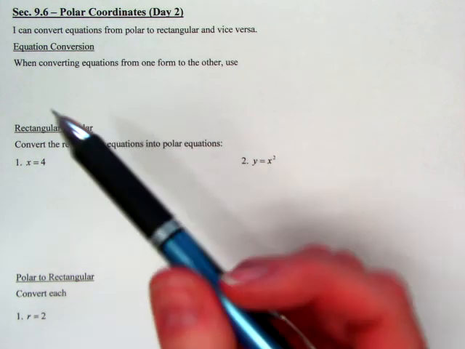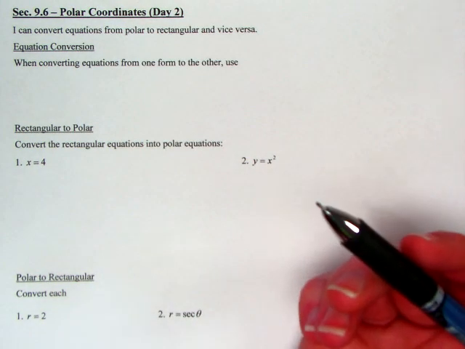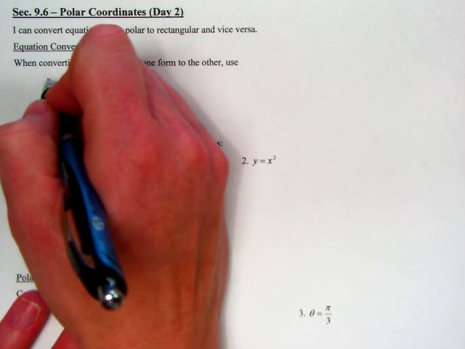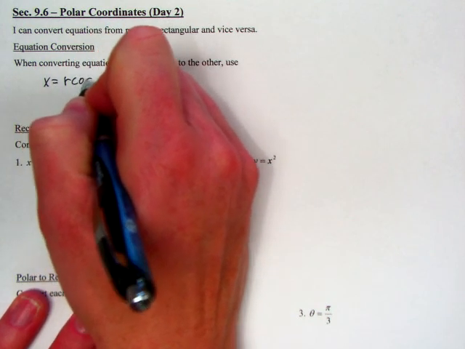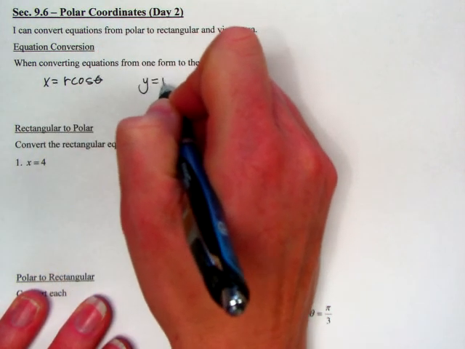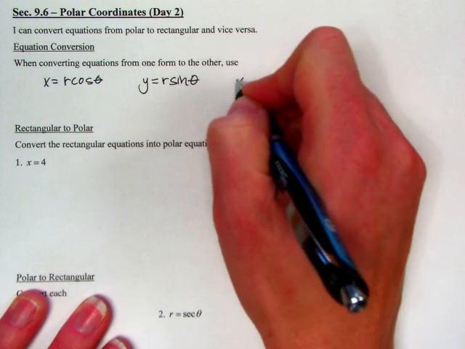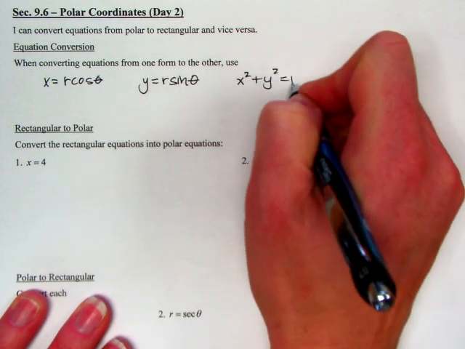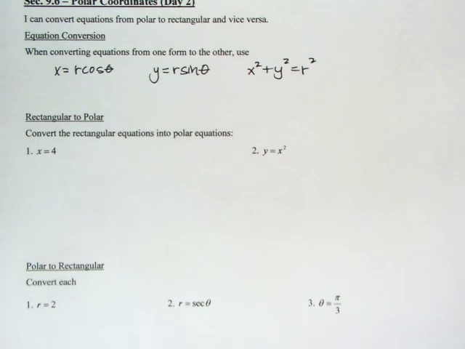So there are only three things that you can use when you're converting equations, and they're all the same things from yesterday. We can use that x is equal to r cosine theta. We can use that y is equal to r sine theta. And we can use that x squared plus y squared equals r squared. That's it. If you're not using one of those three things, you're probably doing the problem incorrectly.